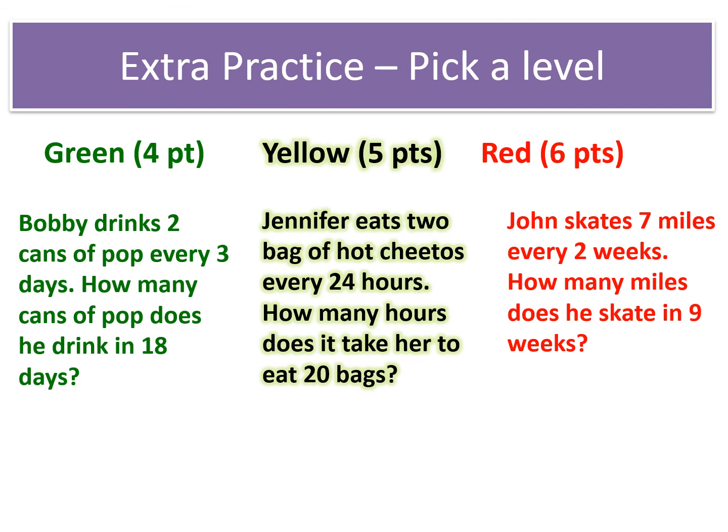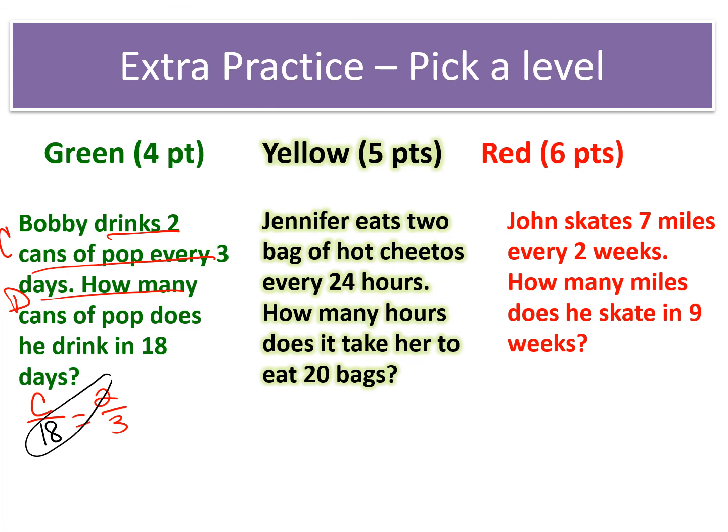Okay, Bobby drinks 2 cans of pop every 3 days. So what do we want our variables to be? Let's say C, and we have D. So we have cans of pop over days. He drinks 2 cans of pop every 3 days. What information does it give us? How many cans of pop does he drink in 18 days? So it gives us this answer, 18.